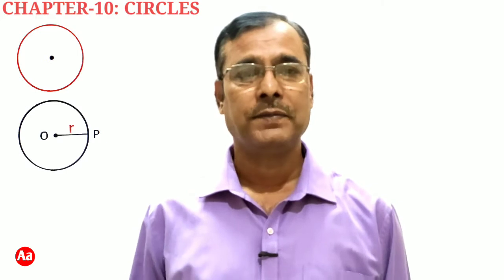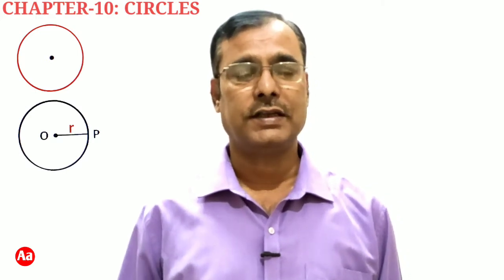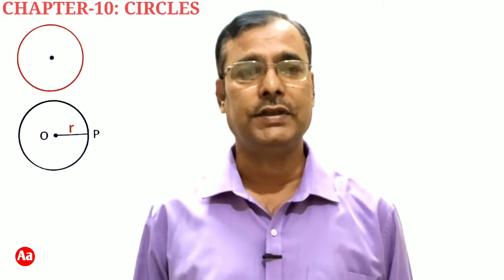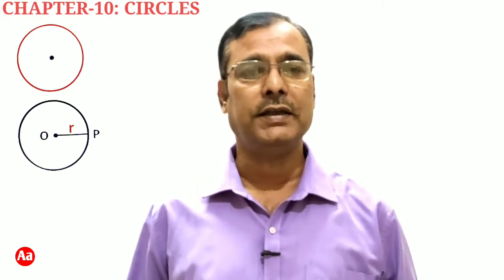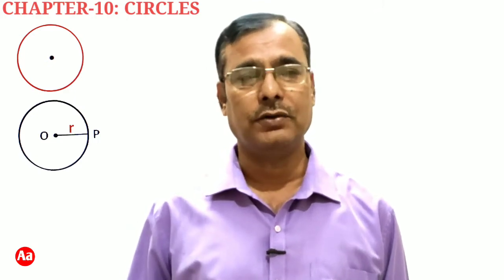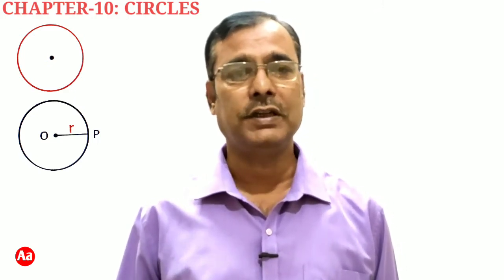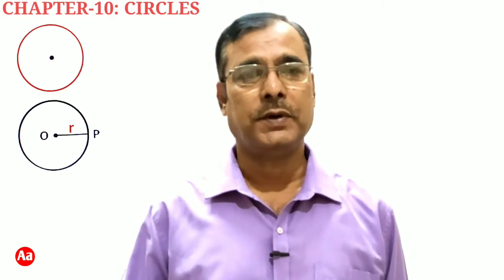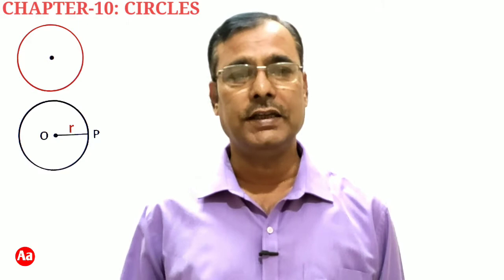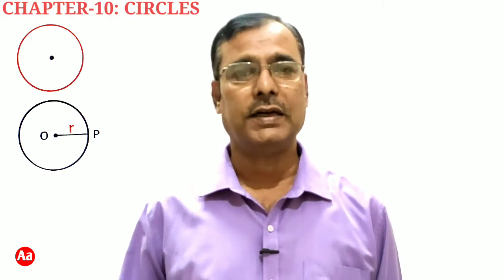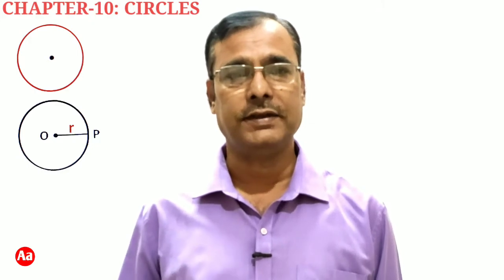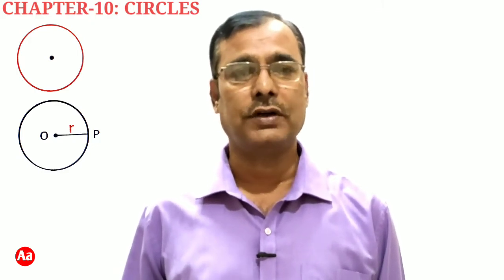In this figure, O is the center of the circle and the length OP is the radius of the circle, which is usually denoted by R. A circle divides the plane on which it lies into three parts. The first part is inside the circle, which is also called the interior of the circle. The second part is the circle itself, and the third part is outside of the circle, which is also called the exterior of the circle.